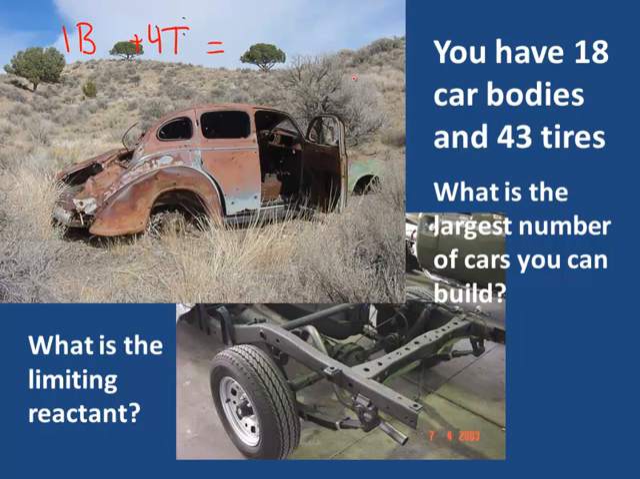What we really come down to is this, that a car consists of BT4. Does that make sense? So that looks a little bit more like a chemical reaction. And so here is the question for you to consider, and I think you're going to say, oh, that has a pretty simple answer. If I have 18 car bodies and 43 tires, what's the largest number of cars that I can build? And so you see that this really comes down to a stoichiometry problem.